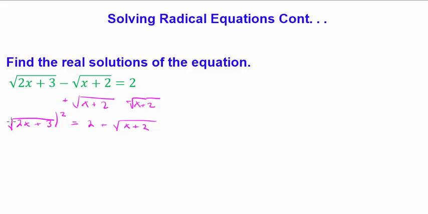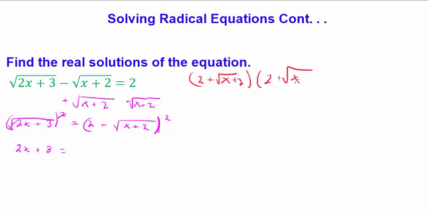Now when I square the left side, it's pretty familiar to what you did in other radical equations. But the right side is a little different. So let's do the left. The square root and the square do cancel out to leave you with 2x plus 3. On the right side, however, and I'm going to do this over to the right in red, what you have now is 2 plus the square root of x plus 2, times 2 plus the square root of x plus 2. And you must distribute this out.